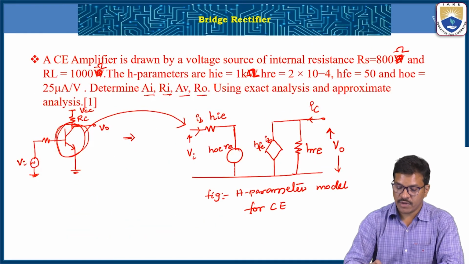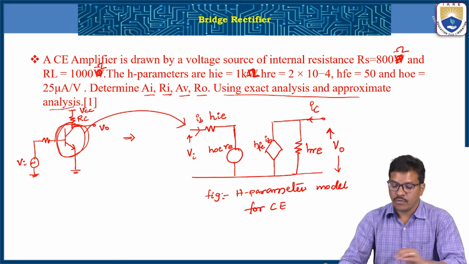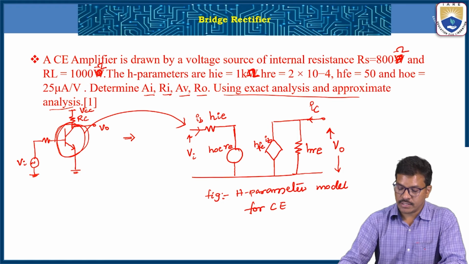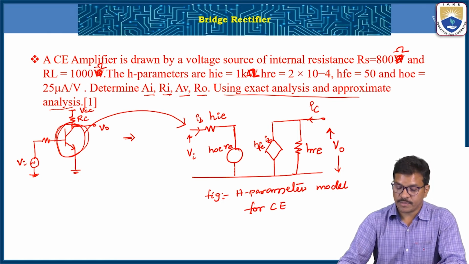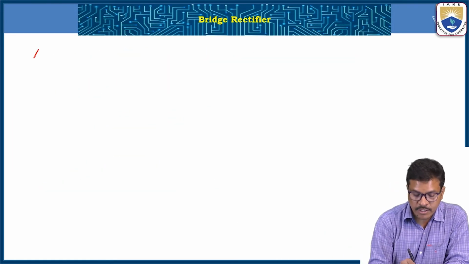The problem is given using exact analysis and approximate analysis also. What happens in the approximate analysis? In finding the transistor parameters by approximate analysis, we consider some approximations. Approximate analysis.